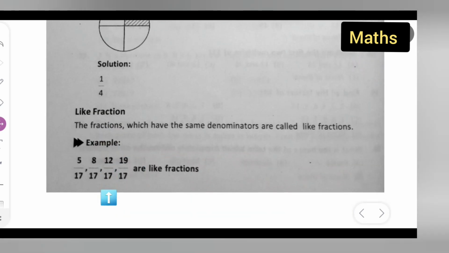Next, let us see what like fractions are. The fractions which have the same denominator are called like fractions. Like 5 upon 17, 8 upon 17, 12 upon 17, 19 upon 17. See, here the denominator is the same, so they are called like fractions. Okay, this part is clear.